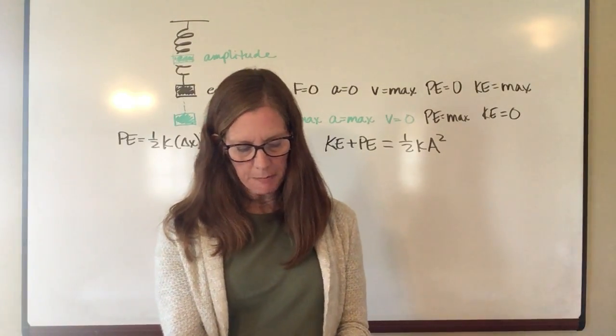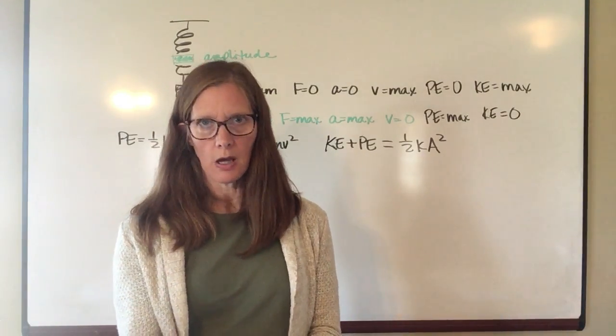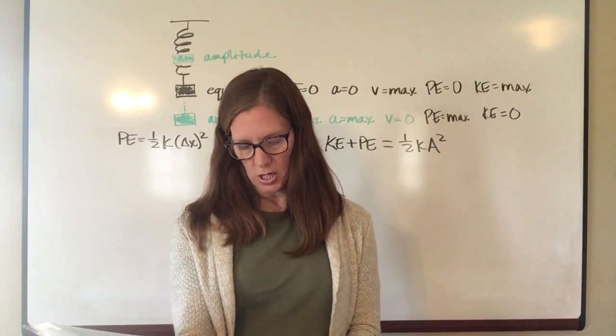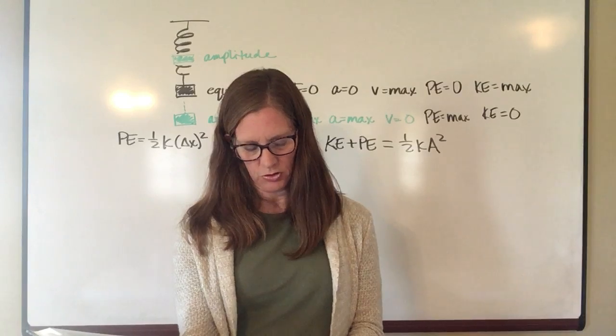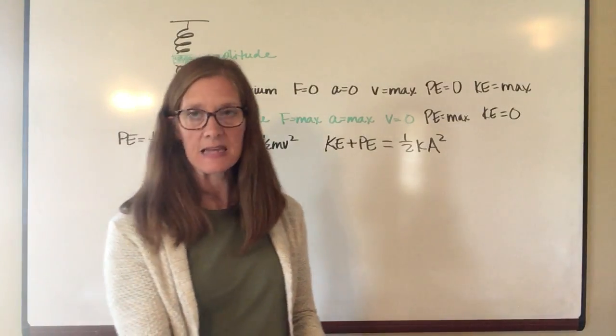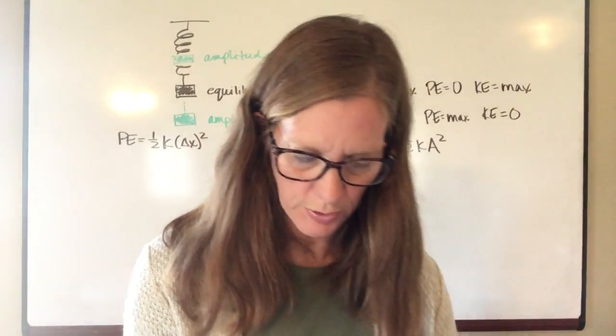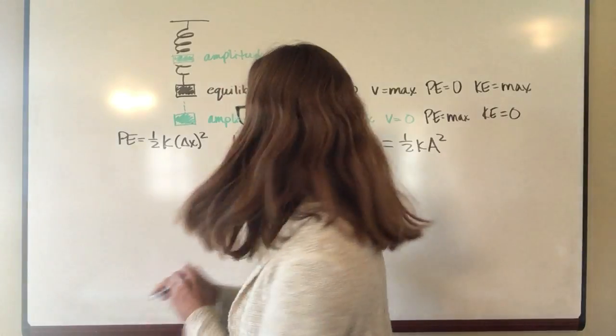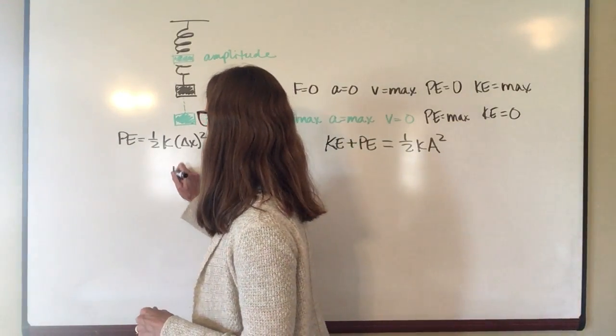A 23-gram mass is placed on a spring, K of 46 newtons per meter. If the spring is stretched 12.3 centimeters and released, what will the mass's speed be when it is 8 centimeters from its equilibrium position? Okay, so again, we're going to start just by listing what we know.